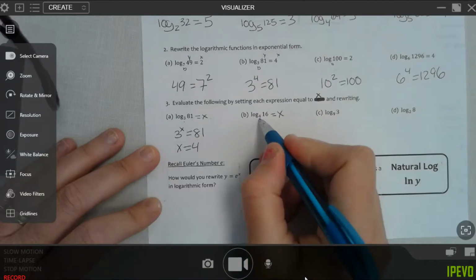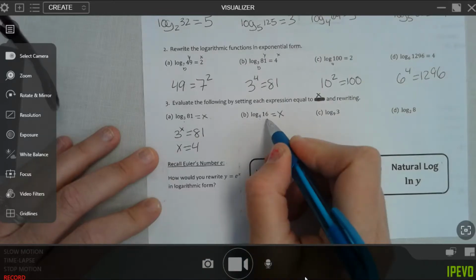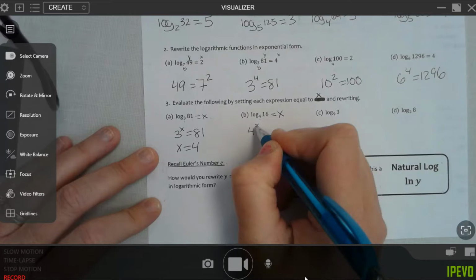So I'm going to rewrite it. 4 to what power gives me 16? So that is 2. So x equals 2.